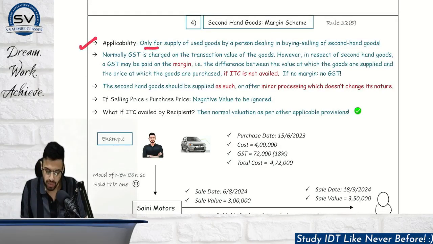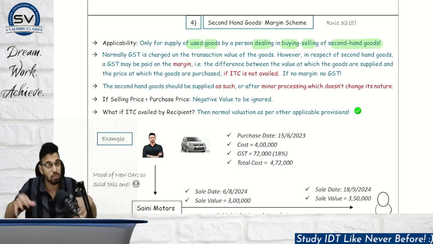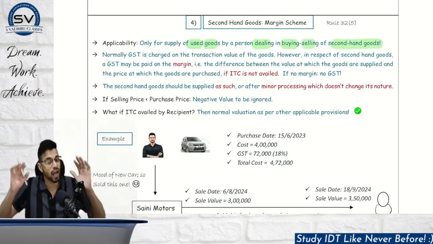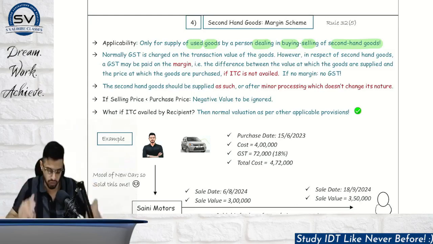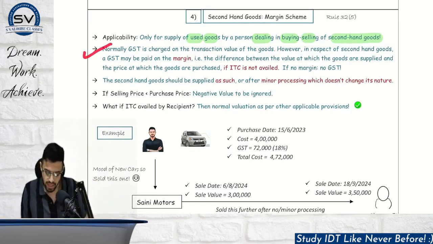Applicability: this is only for supply of used goods. Mark this: used goods by a person dealing in buying and selling of second-hand goods. So I have the business of dealing in second-hand goods and I'm buying the used item. I'm not buying it for the first time. Normally GST is charged, this I've already told.